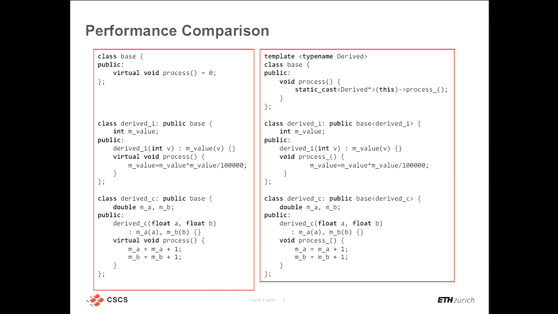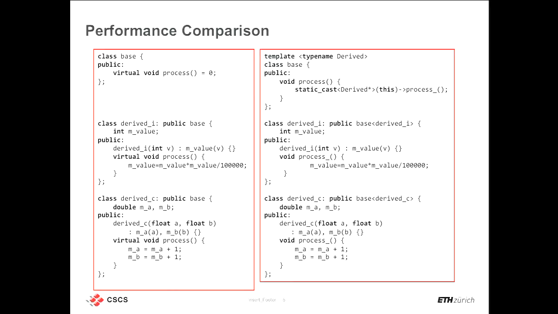Okay, so on the left side we have the old-fashioned object-oriented solution in which you have a virtual member function, process, which is abstract in the base class, not specified. Then we have a derived I and a derived C, the derived that computes on integers and the one that computes on complex numbers. They define their own process, which is virtual. When you pass this derived I, derived C to a function that takes a base pointer, the right implementation will be selected at runtime, and you have the runtime dispatch.